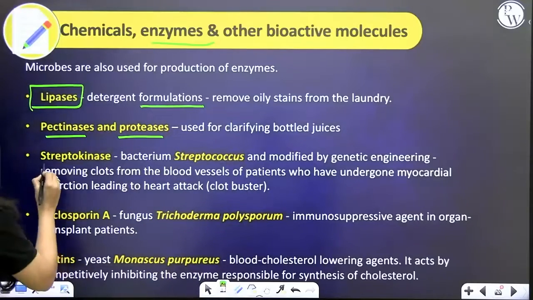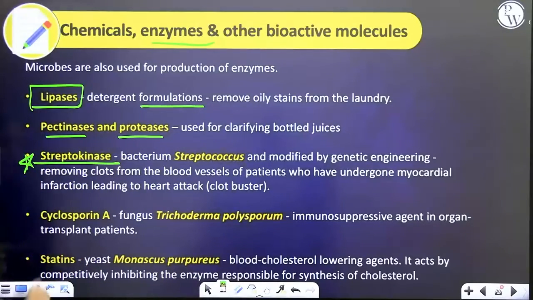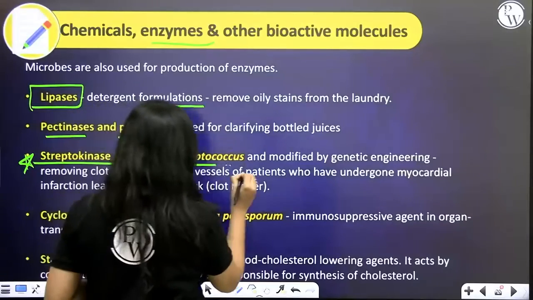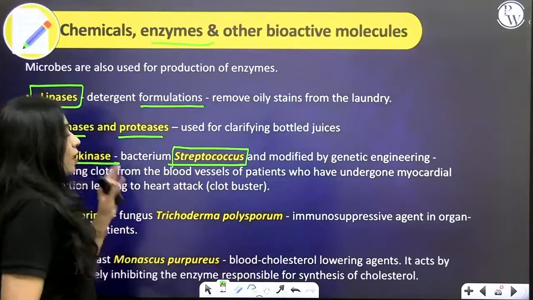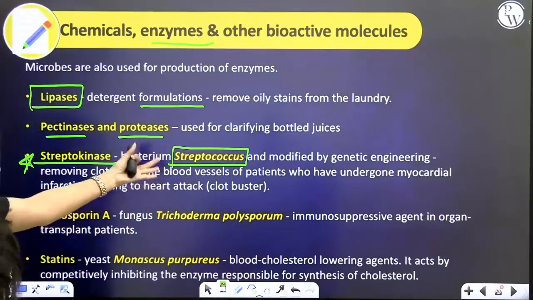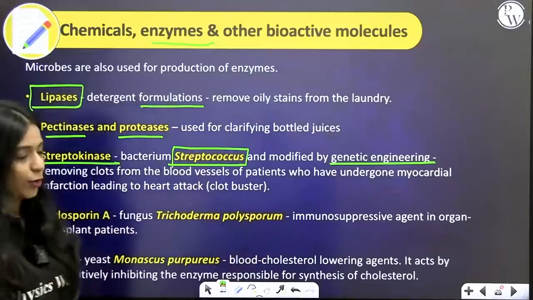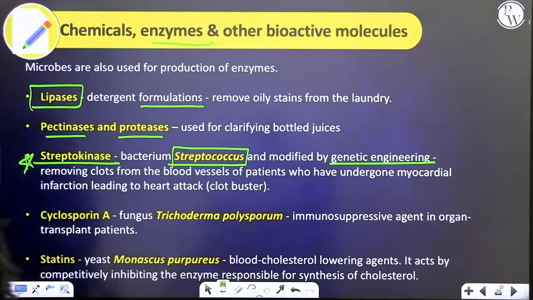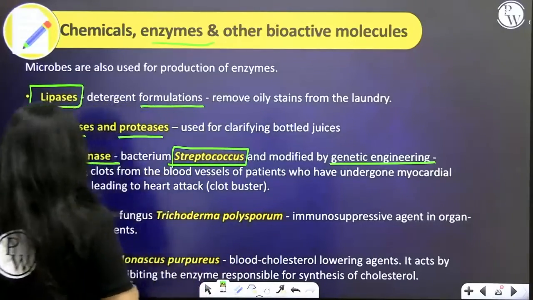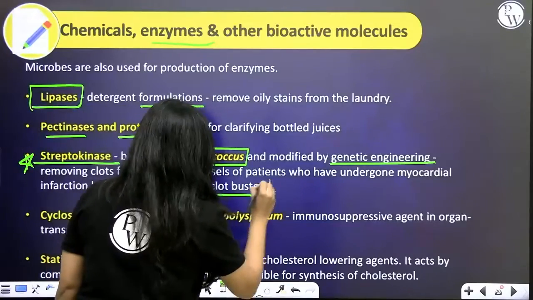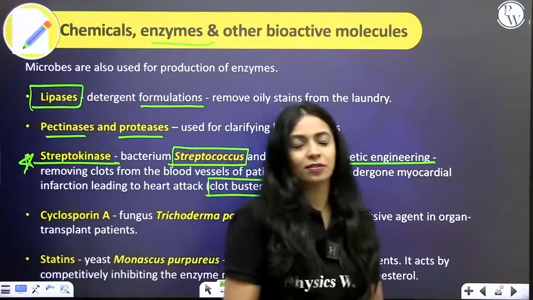And then we have streptokinase. This is very important. Streptokinase is an enzyme that we obtain from a bacterium called Streptococcus. They take the Streptococcus and it's modified by genetic engineering, more about which you learn in the biotechnology unit. This is used as a clot buster. What do we mean when we say clot buster?